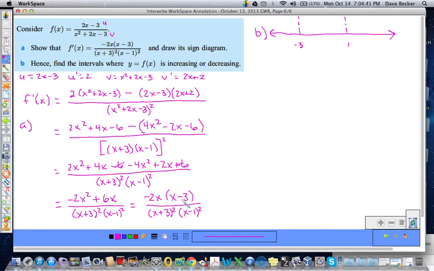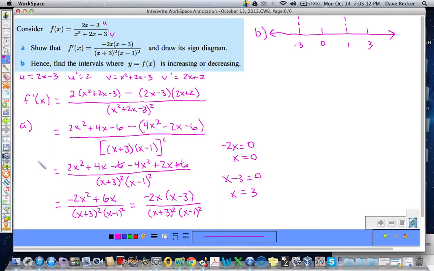Now I'm going to set the derivative equal to 0. And if a rational function is equal to 0, only its numerator has to be 0. That's when the rational is 0. So -2x equal to 0 gives me x equal to 0. And x minus 3 equal to 0 gives me x equal to 3. So let me put those in there. They don't have to be evenly spaced, or I mean to scale. So this is 0, and then this is 3.